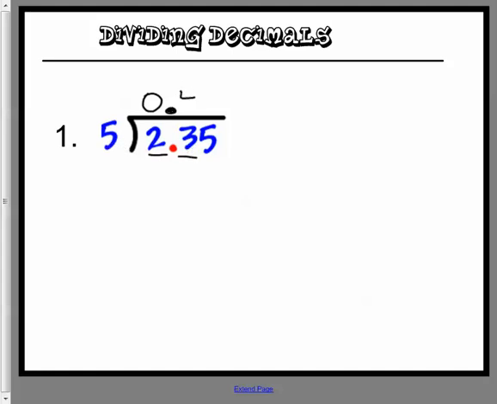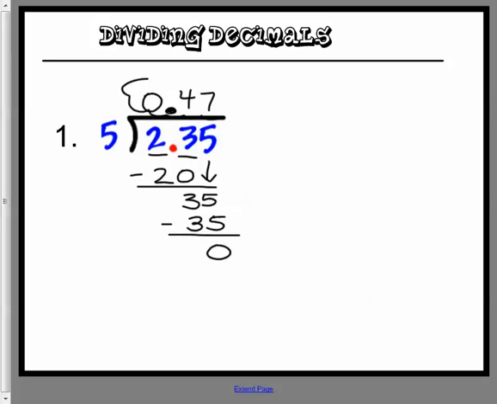5 goes into 23 4 times. 4 times 5 is 20. Go ahead and subtract, and we get 3. Bring down the 5. So now 5 goes into 35 7 times because 7 times 5 is 35. There's nothing remaining, so our answer is 47 hundredths.